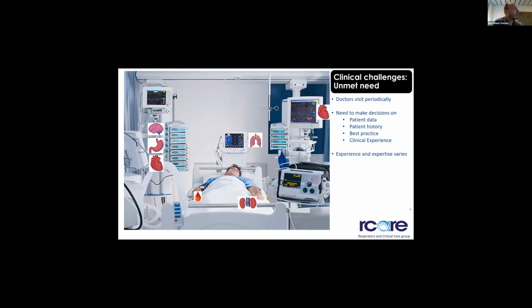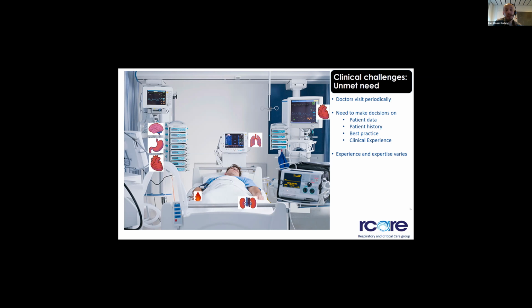And a brief outview, because there are still plenty of clinical challenges and unmet needs in, for example, the ICU. We have doctors only visiting periodically. Of course, they can't be there 24/7, and they need to make life-critical decisions based on patient data, patient history, best practice, as well as clinical experience. But it's very well known that experience and expertise, as well as time available, varies considerably between doctors.